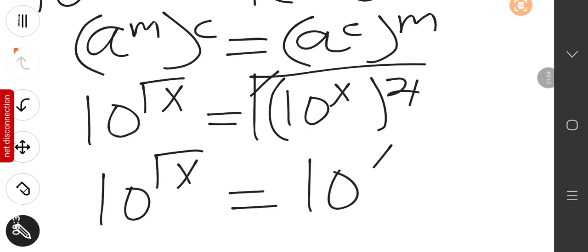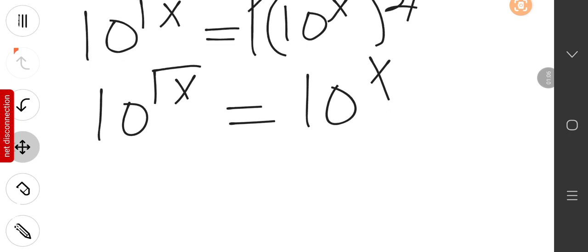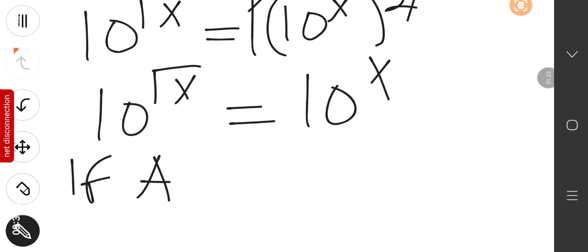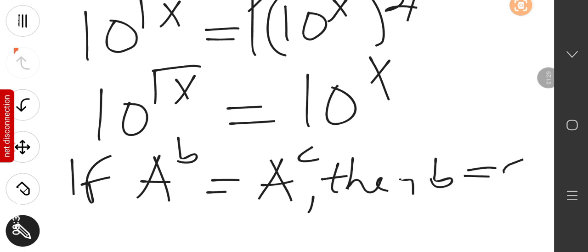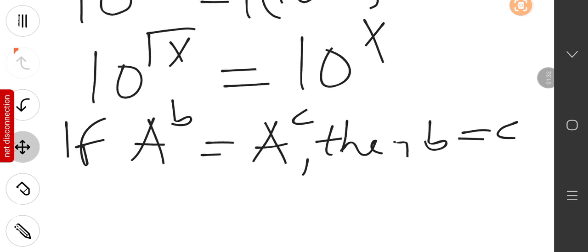equals 10 exponent x. Now we have the same bases at both sides of the equation. So we are going to apply the one-to-one property of exponential functions. It says that if you have a exponent b equals a exponent c, then b is equal to c. There are conditions, so note that. You can reference that.